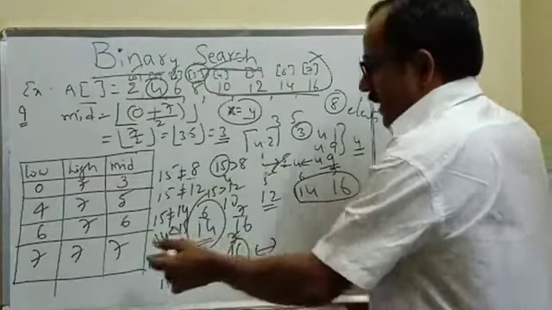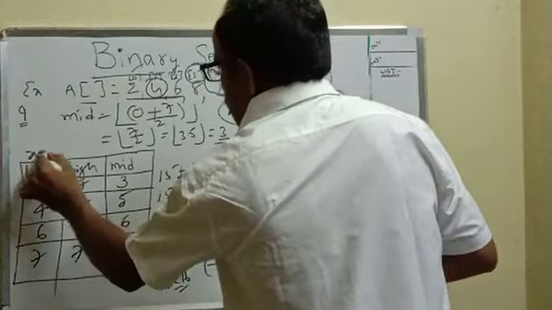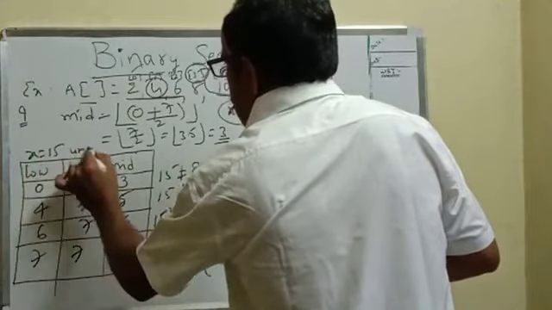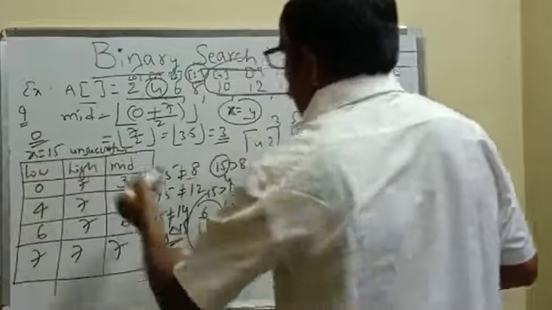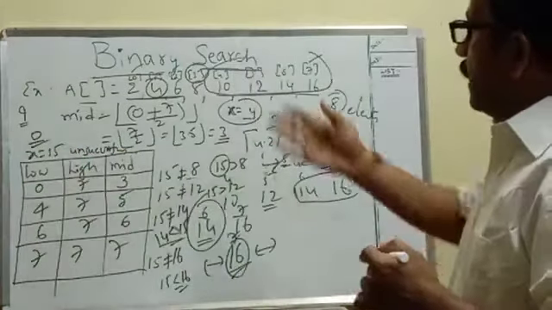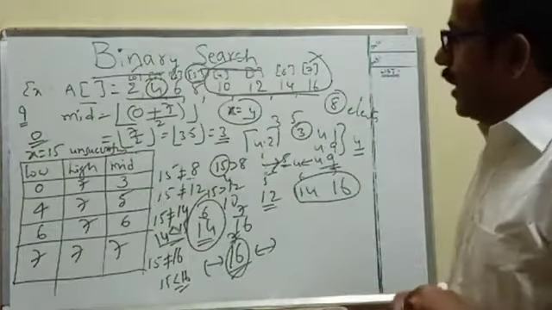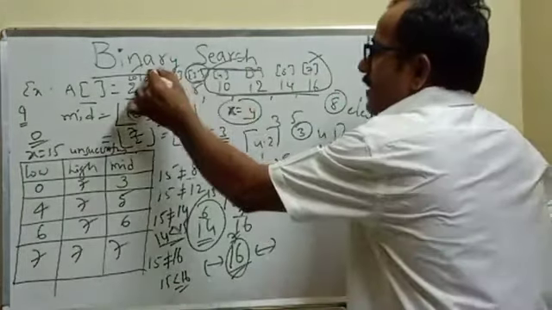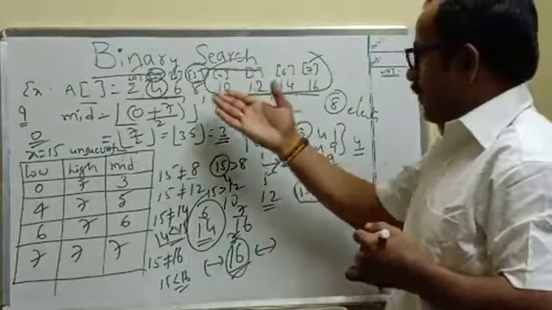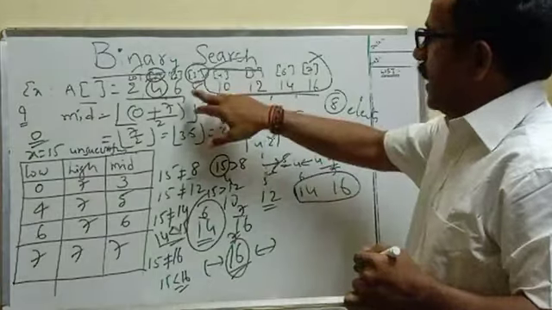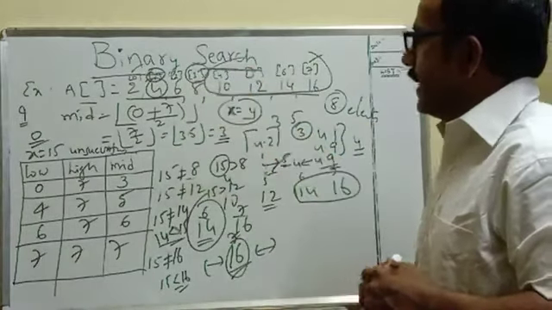Then we say that the element is not present. Then we get an unsuccessful search. At x equal to 15, we get an unsuccessful search, which returns 0 as a result. So for 15, the binary search procedure returns 0 as a result. For 4, the binary search procedure returns 1 as a result, because 1 is the location number at which 4 is present. If you take 6, then the binary search procedure returns 2 as a result, because 6 is there at the second location.